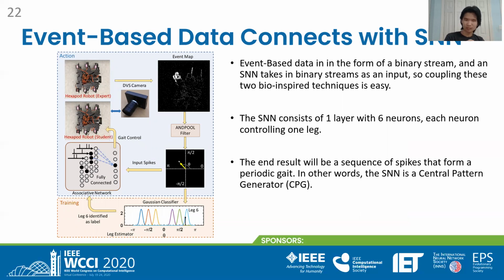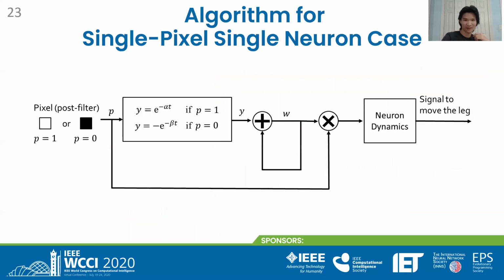Our spiking neural network consists of one layer with 6 neurons, and each neuron controls a single leg. So whenever a neuron outputs spikes, it's telling that leg to move. In its essence, this spiking neural network becomes a central pattern generator, outputting a sequence of spikes, and the sequence of spikes is telling the robot which leg to move at what certain time. The flow from the pixel all the way to the leg looks a little like this.